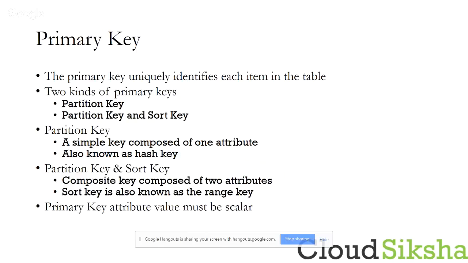So this is something that you must tell when you create a table. When you create a table, you must say whether you have a partition key alone, in which case every item will have one key which is unique, or you can have a partition and a sort key, in which case the partition plus sort key must be unique for each item.